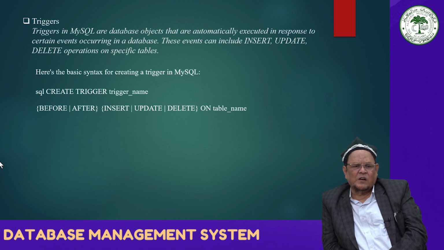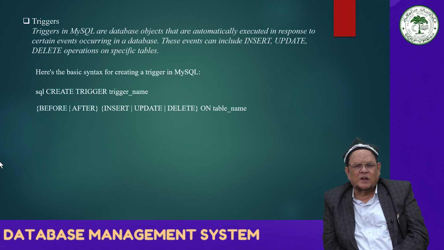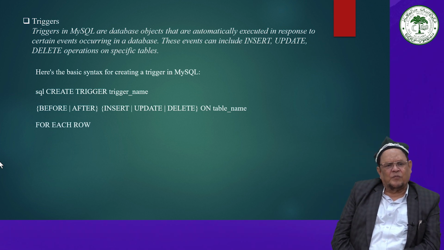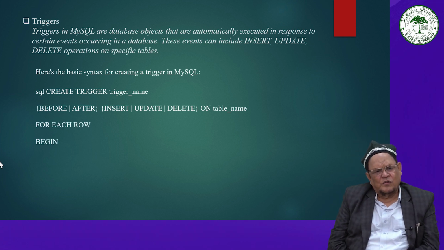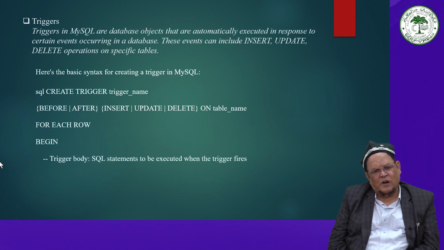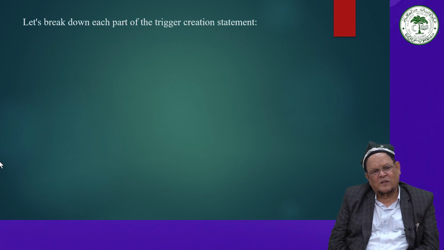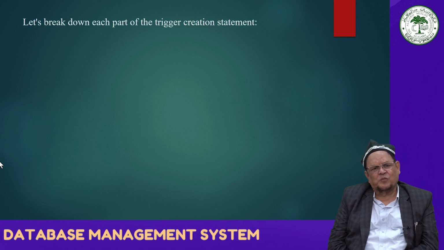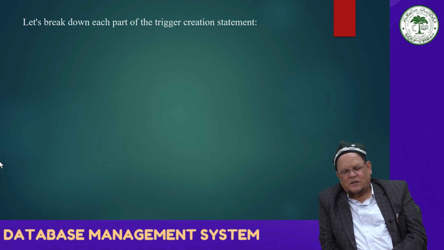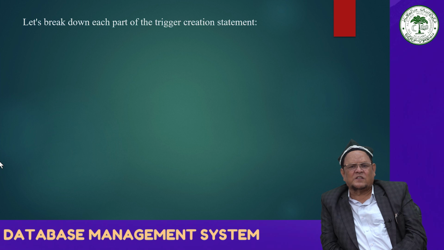Then you have to write before or after, insert, update, delete on the table name. For each row, you have to write begin. Then the trigger body: you have to write the SQL statement to be executed when the trigger fires. Then you have to write end. Let's break down each part of a trigger statement.